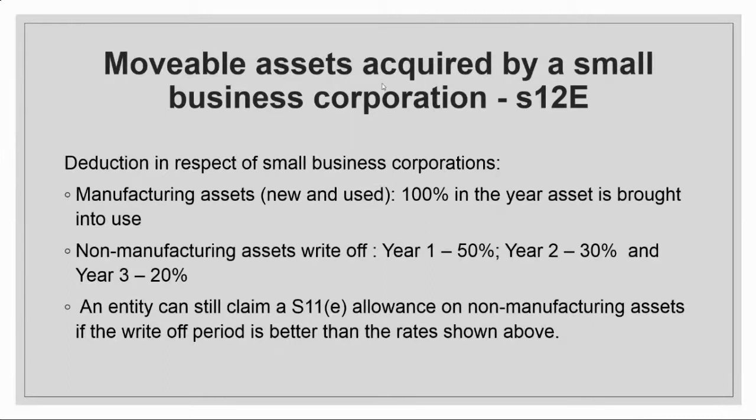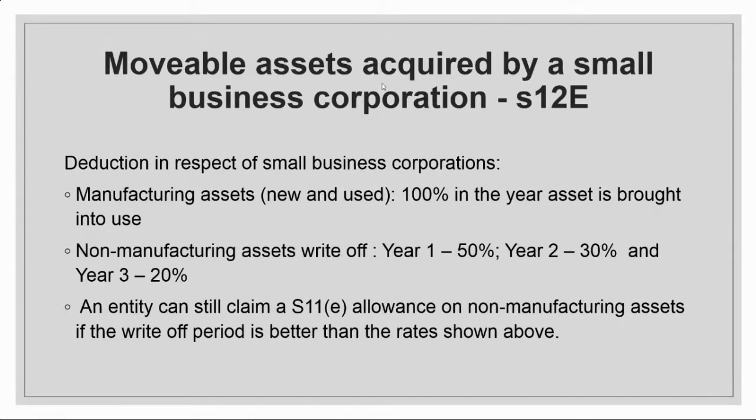What it does is it gives them a quicker write-off of the assets to reduce the income in the first number of years to try and build their business. So as I said, if we have a manufacturing asset that is new and unused, 100% of that asset is written off in the year that we brought it into use. We do not need to apportion it, same as Section 12C. For all your other non-manufacturing assets or used assets, you would apply the 50, 30, 20%.